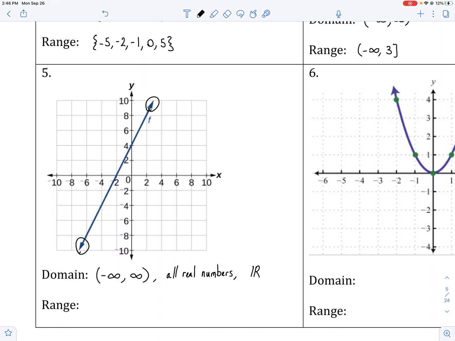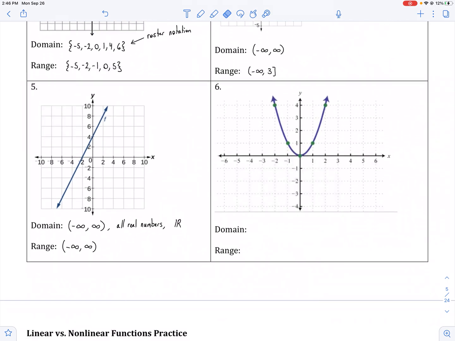And actually, our range would be this also, because there's an arrow going down forever, there's an arrow going up forever, and everything in between, so we have the same thing. I'm just going to be sticking with interval notation, but again, you could say all real numbers or that fancy R, and that would mean the same thing. Number 6.